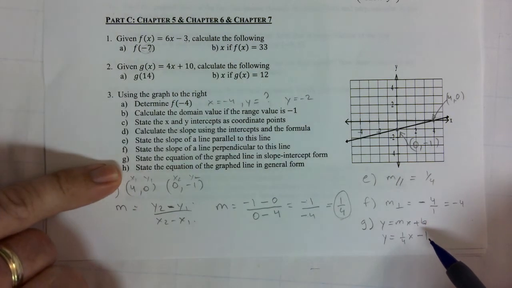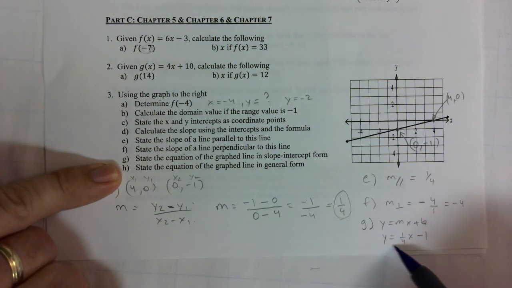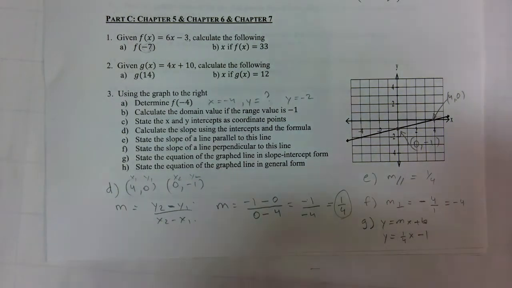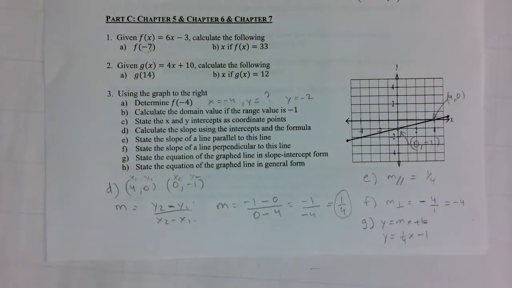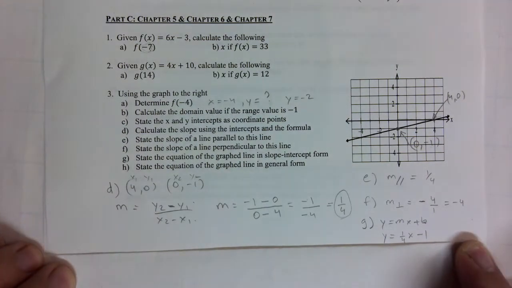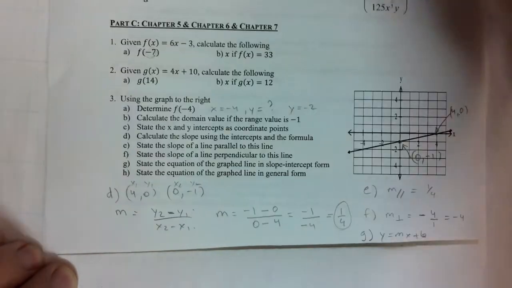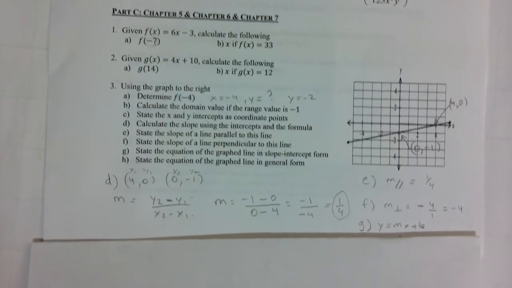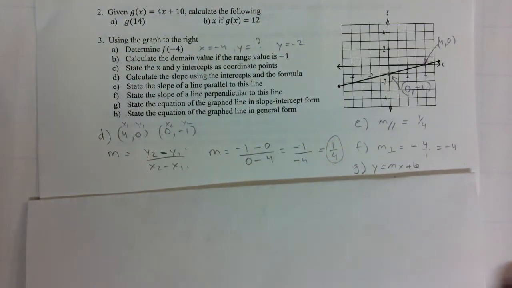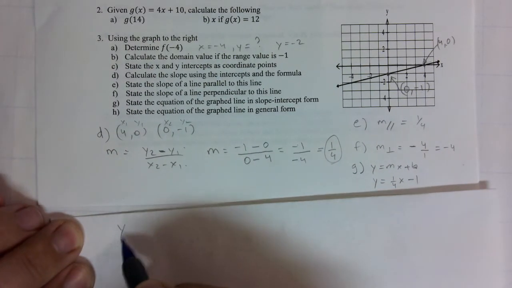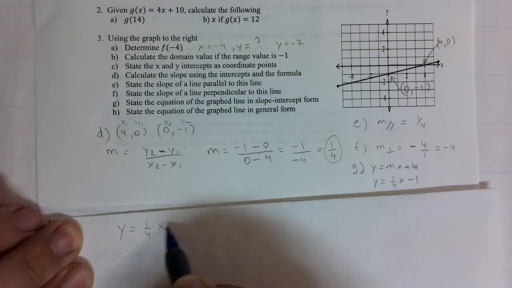State the equation in general form. So we're just going to use this and write it in general form. Okay, so let me just take it from there. So I'm going to just slide down a bit. I'm going to use this one here. Y is equal to 1/4x minus 1.